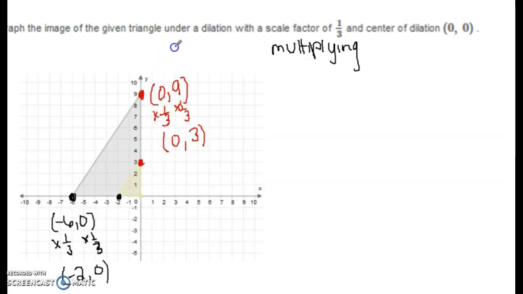And then the last one, I'm going to take this one, which is located at 0, 0. If I multiply it by the scale factor, anytime you multiply 0 by a number, it's still going to be 0. So that one didn't move. So this would be your new dilated triangle. And if you notice, it is 1/3 the size of the original.